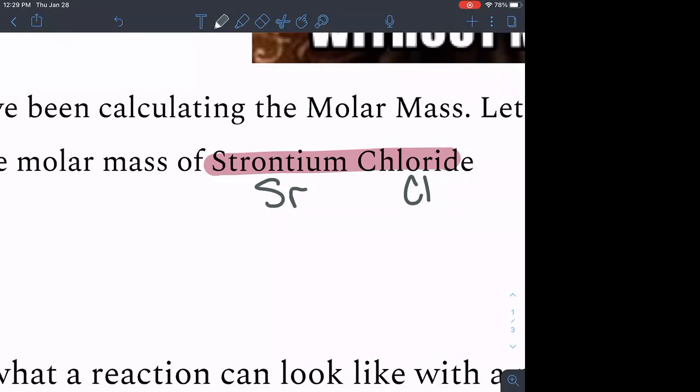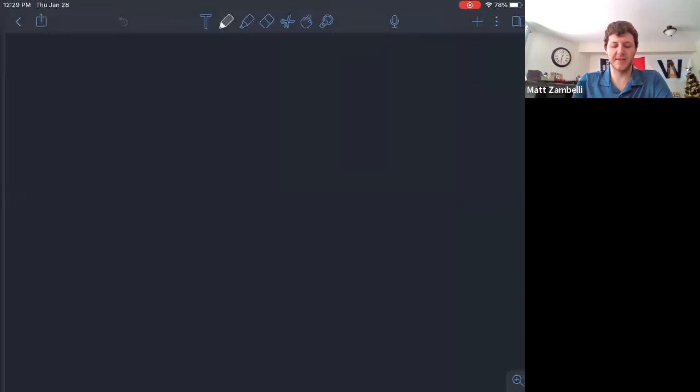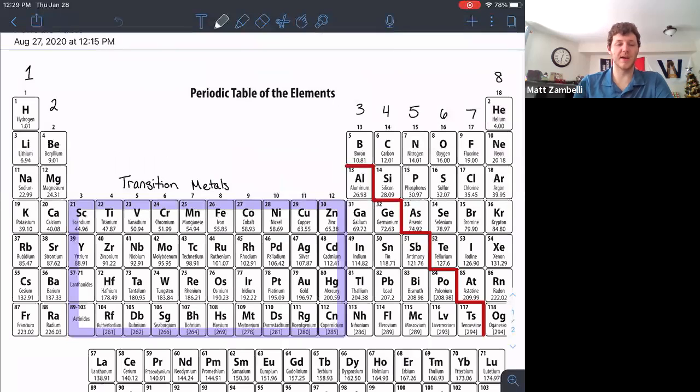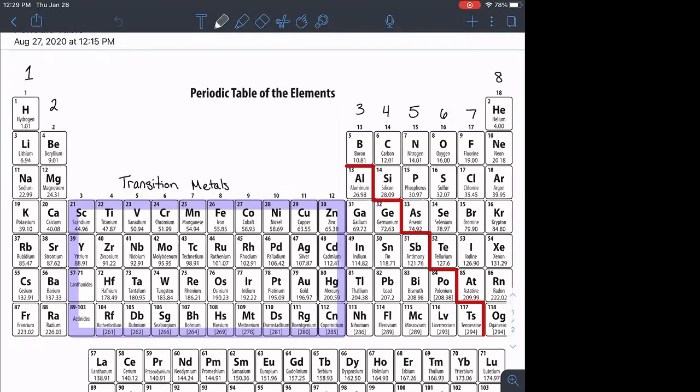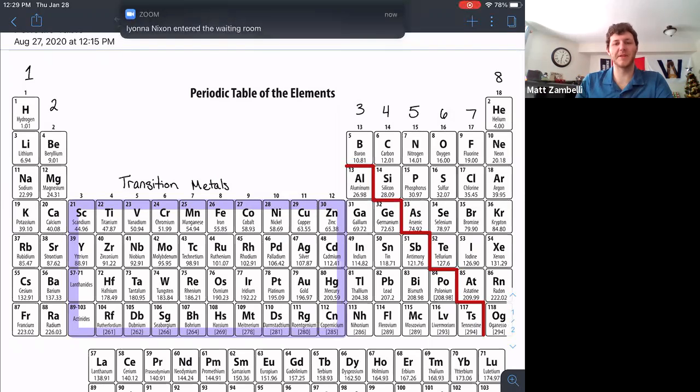So what's the charge on strontium? Remember, we use our periodic table to do that. Yeah, it's +2. And how'd you get +2? I saw it on the periodic table. You saw it on the periodic table, so you knew it had to be true.